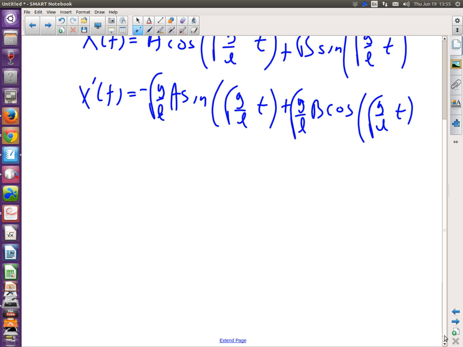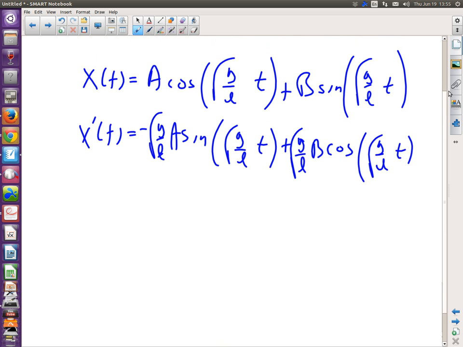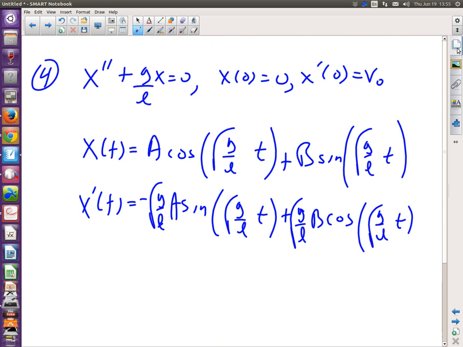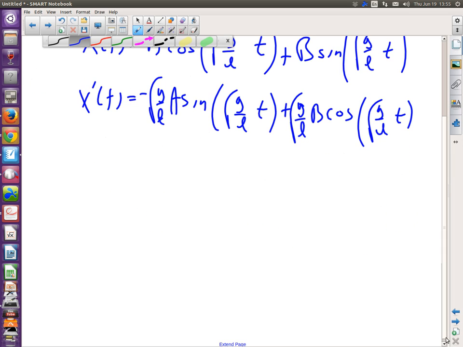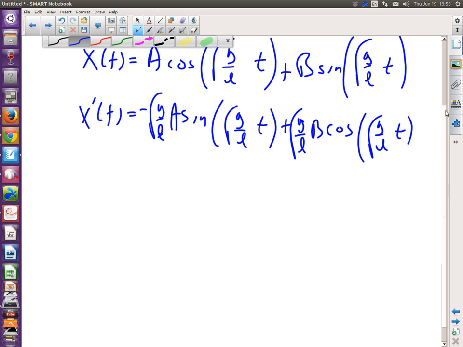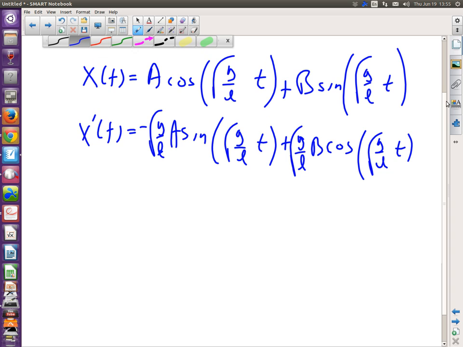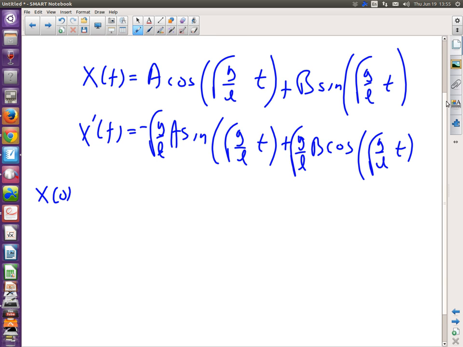Let's see, extend the page a little bit. Alright. So if we plug in that, let's see here, x of 0 is 0 and x prime of 0 is, you know what? Let's not put that here. I'm going to put that down here. Alright, so there's my general solution. Right, x of t is my general solution. So what if x of 0 is 0 and x prime of 0 is v0?